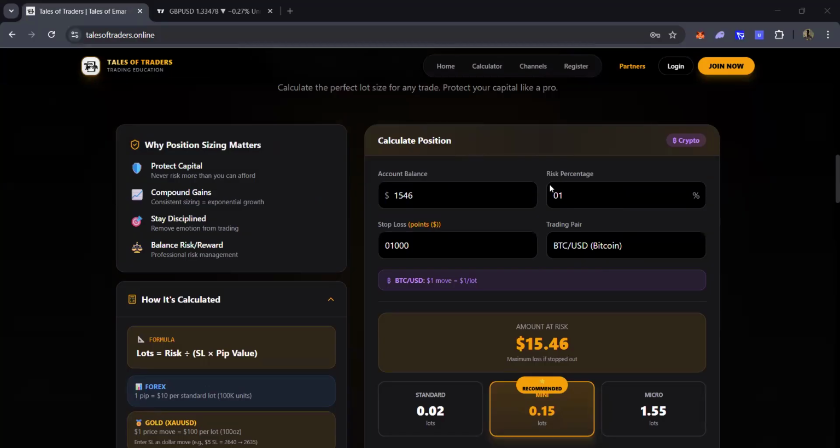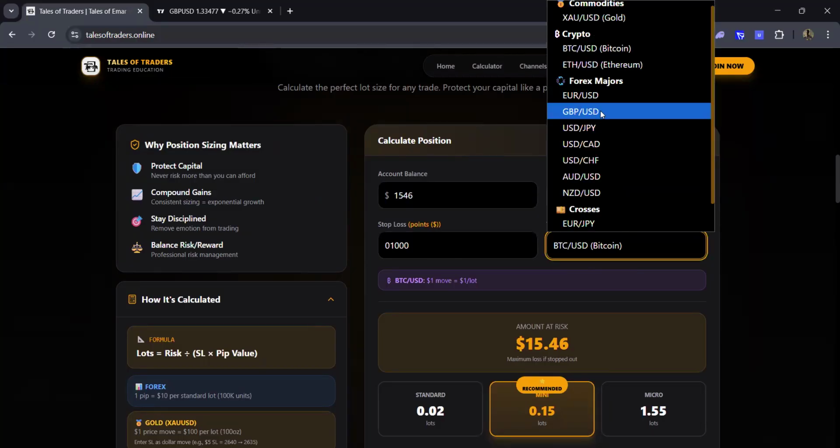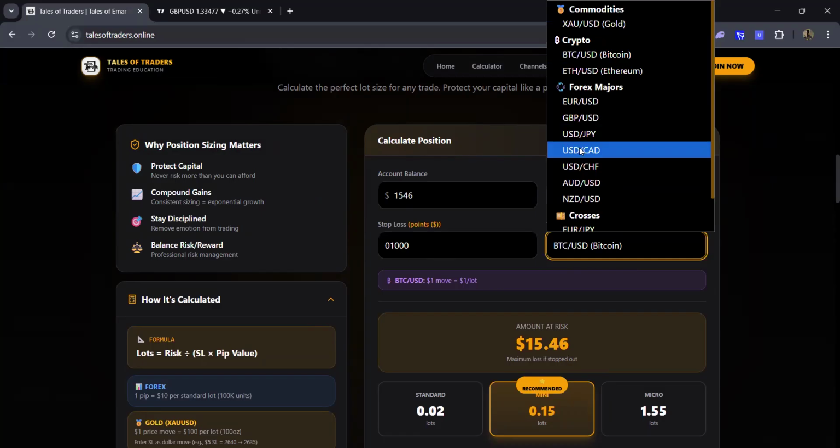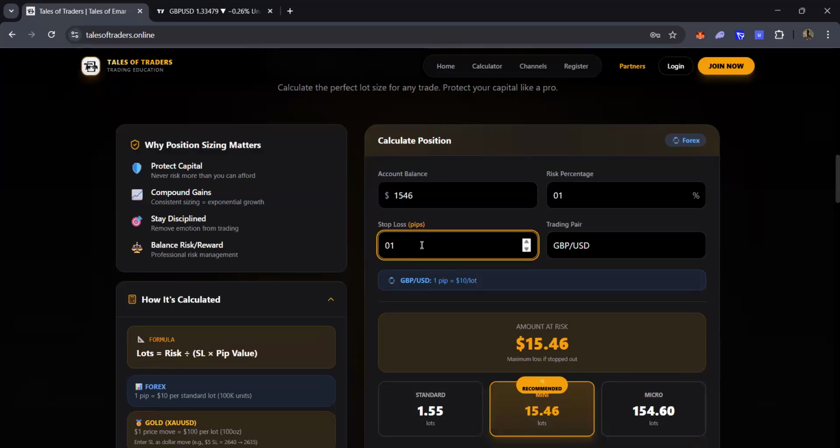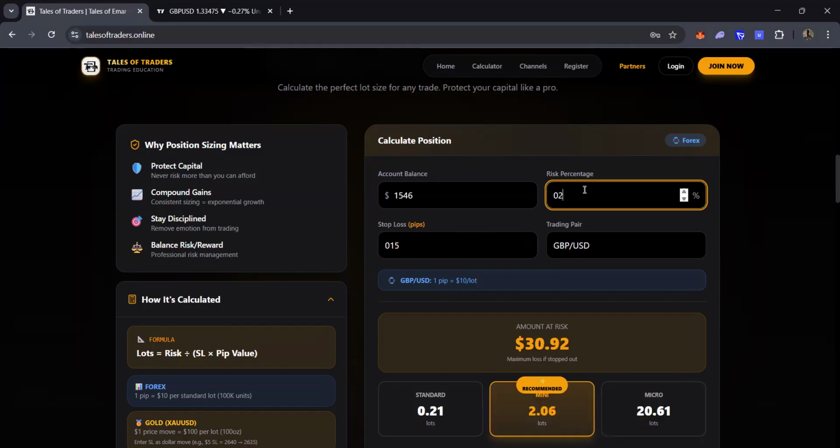And last time I explained, we have so many currency pairs that you can calculate with. You can go to Forex, click GU, and if this is your balance and you're risking 15 pips, you're going to be using, let's say, 1.03, and you'll be risking $15. Of course, you can increase this percentage as much as you want, and it will give you a lot size.